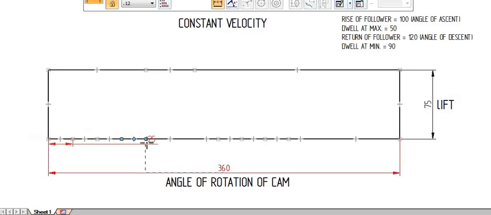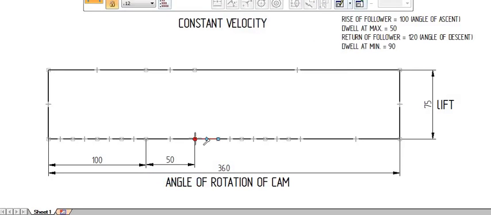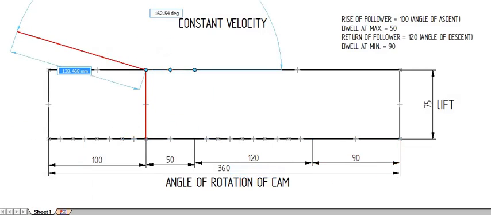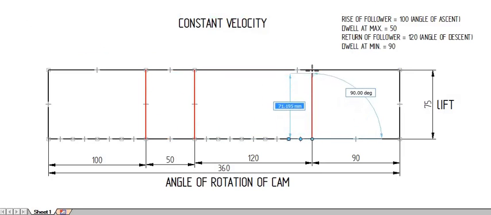So this will be my rise region, which is 100 degree. Rise of the follower is 100 degree. Then next one is dwell at the maximum, that is 50 degree. Then the return of the follower, that is 120 degree. And the last one, dwell at the minimum, is 90 degree. So I am dividing this section. Okay, I have divided all the sections.